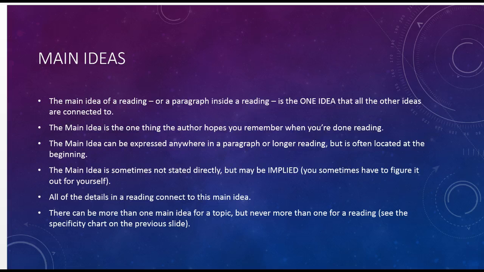The main idea can be expressed anywhere in a paragraph or a longer reading, but it's usually or often located right at the beginning. If you're a beginning writer, you want to put your main idea right at the beginning of a paragraph. The main idea is sometimes not stated directly, but may be implied. You sometimes have to figure out the main idea for yourself, and we'll take a look at an example of that in a minute. All of the details in a reading connect to this main idea, and there can be more than one main idea for a topic, but never more than one idea for a reading. So each paragraph has just one main idea. Each novel has just really one main idea that the person is hoping to get across.